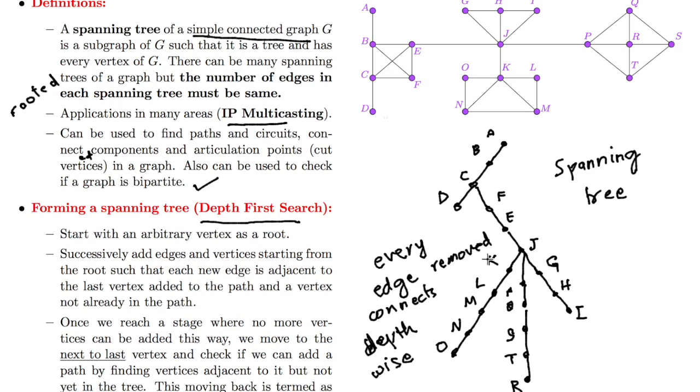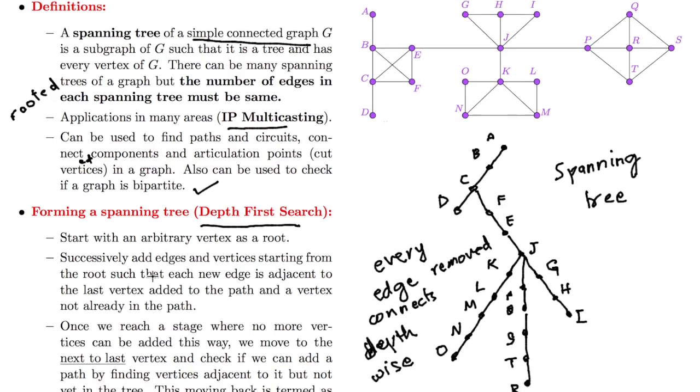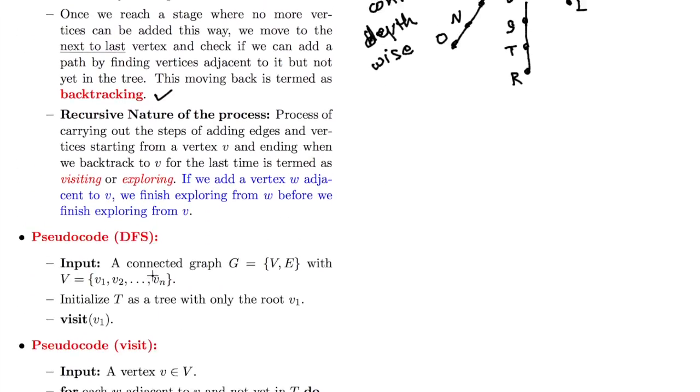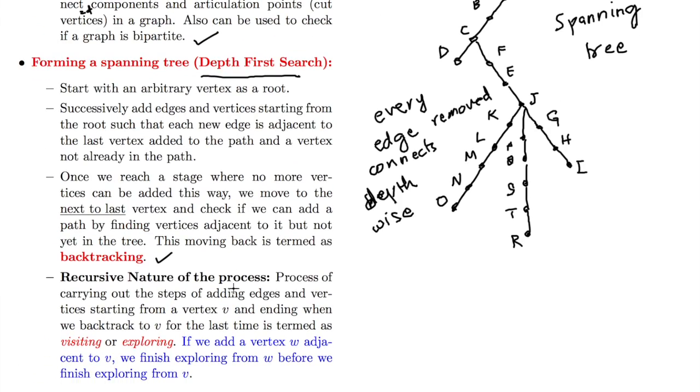Now the question is how can we find a pseudocode for this? For that, we have to read it again and see whether we can find anything which can be thought of as recursion. So what is the recursive nature? The process of carrying out the steps of adding edges and vertices starting from a vertex V and ending when we backtrack to V for the last time is termed as visiting.